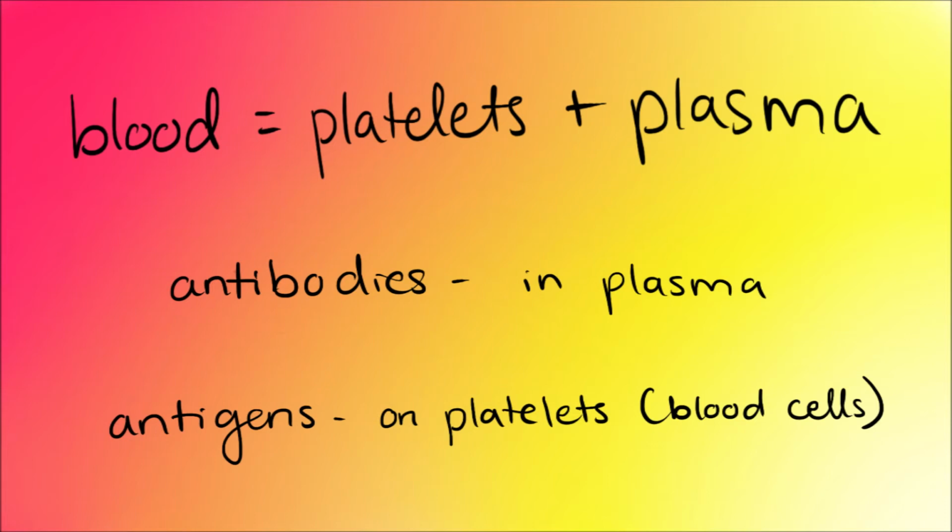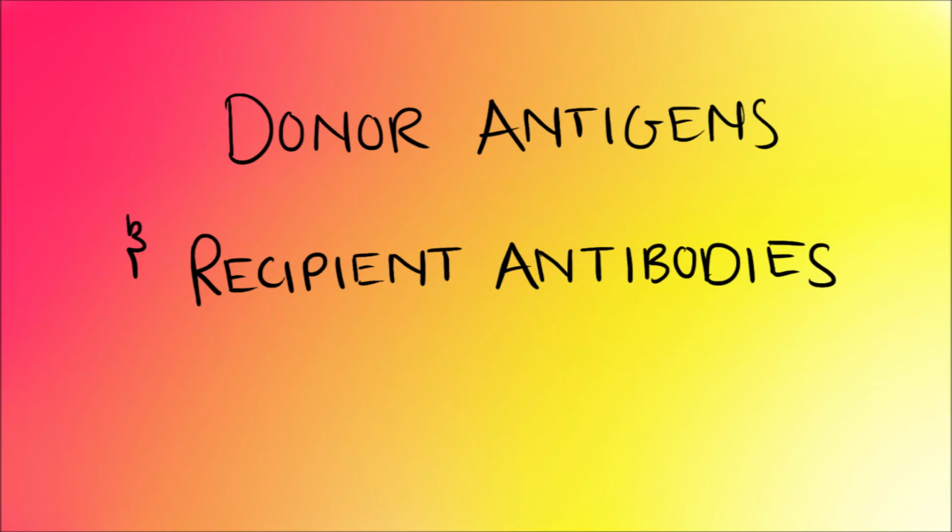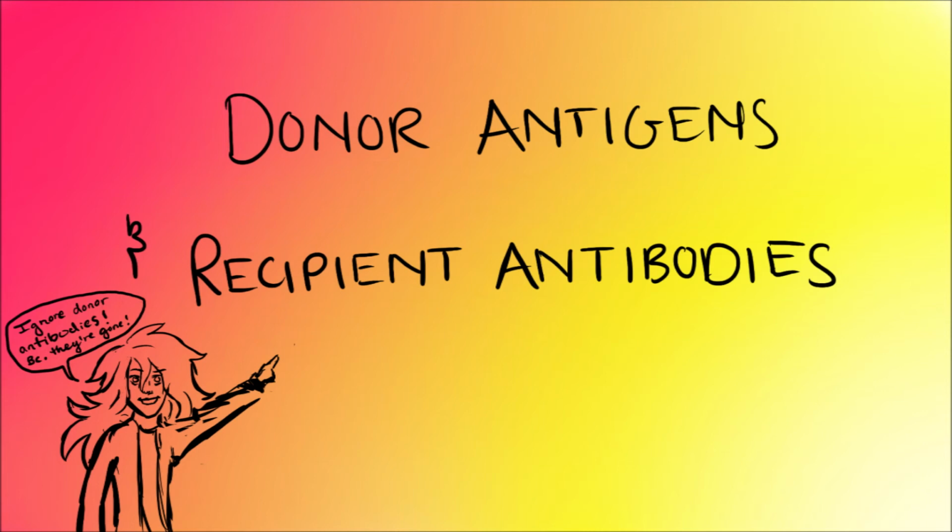So if you take the plasma out of the donor's blood and then reconstitute the plasma and give that to them, then you're only donating the antigens, not the antibodies. So you only have to worry about the donor antigens and the recipient antibodies as far as compatibility goes. And that really simplifies everything a lot. You can ignore the donor antibodies because they're gone. Those were in the donor plasma, and they took that out.